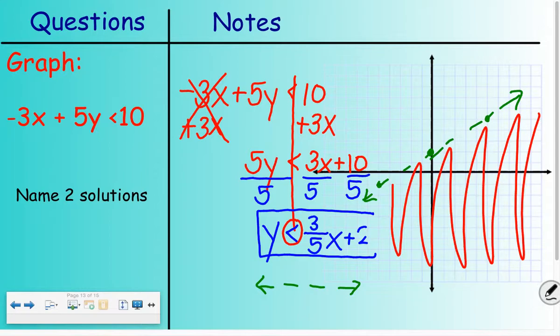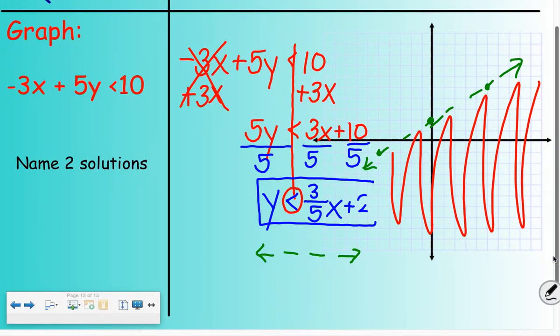And then name two solutions. How about 4, 1? And we'll say 5, -3. Those would both fall in our shaded area.